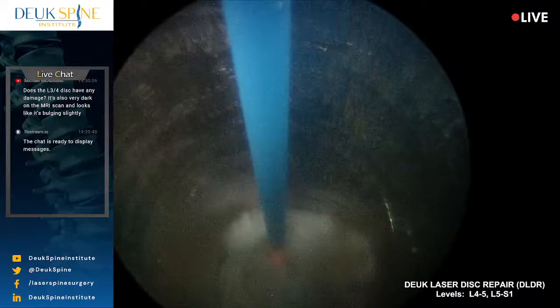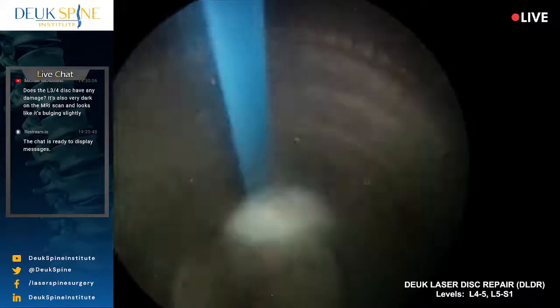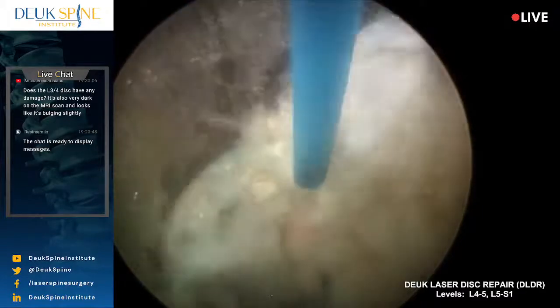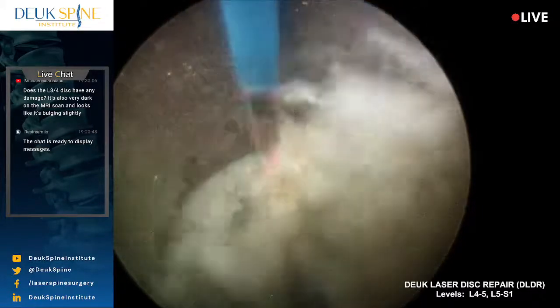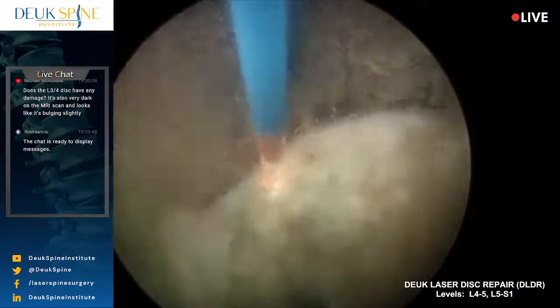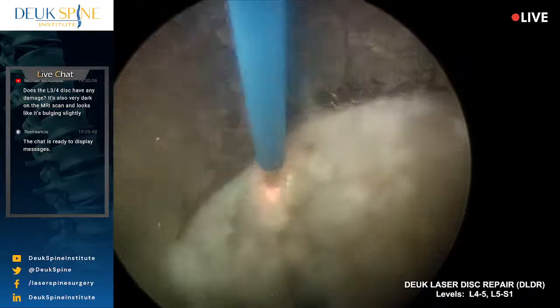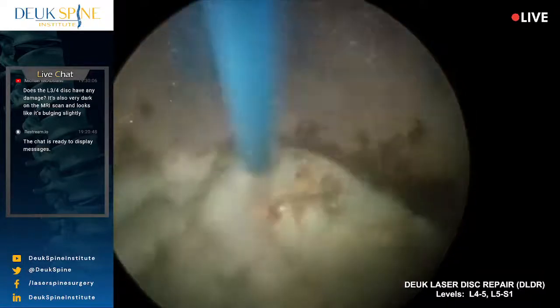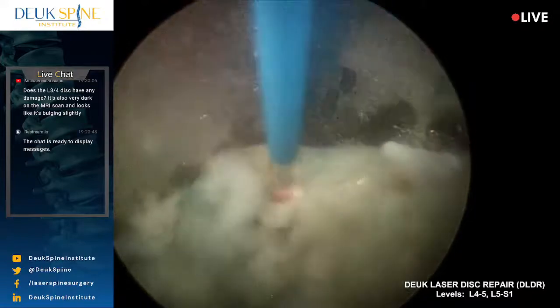We're getting to a point where the demand for the surgery is exceeding our current ability to provide it, and we have to increase our capacity, which is something we can do here at Deuk Spine, but it takes coordination and training, and we have to buy some more equipment.